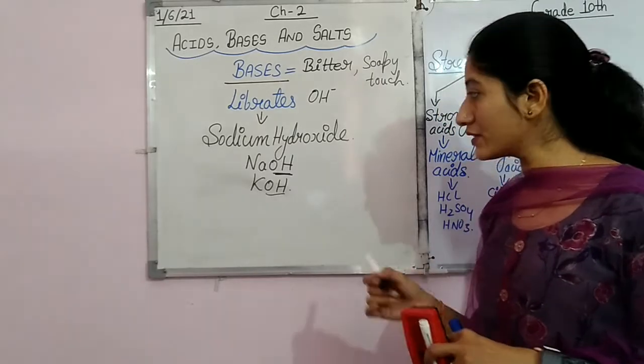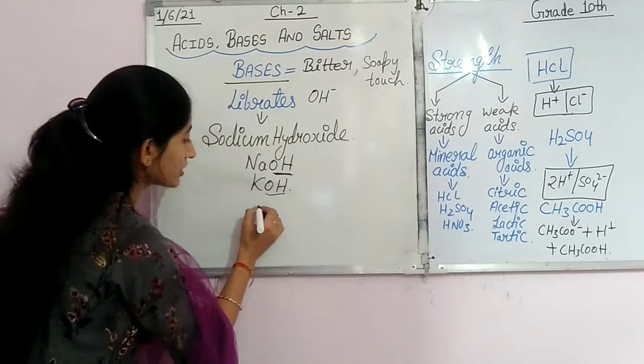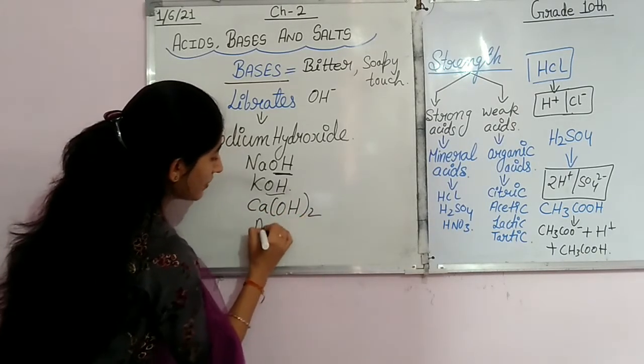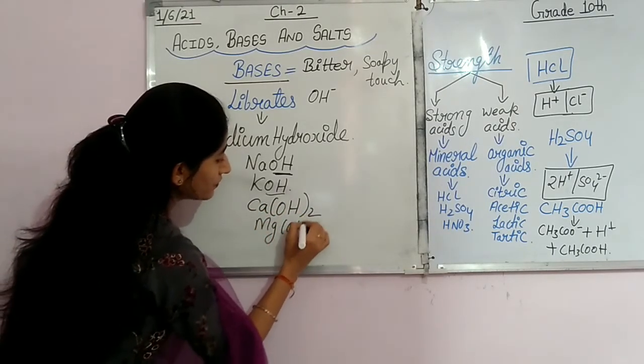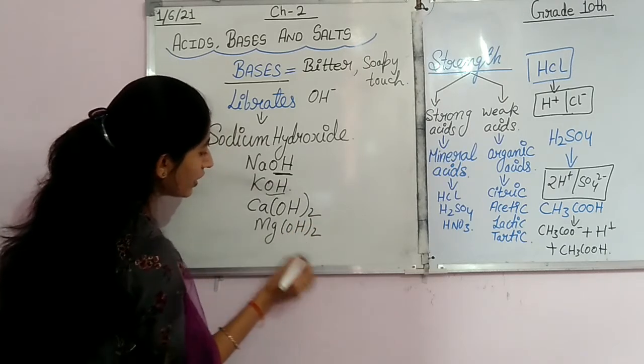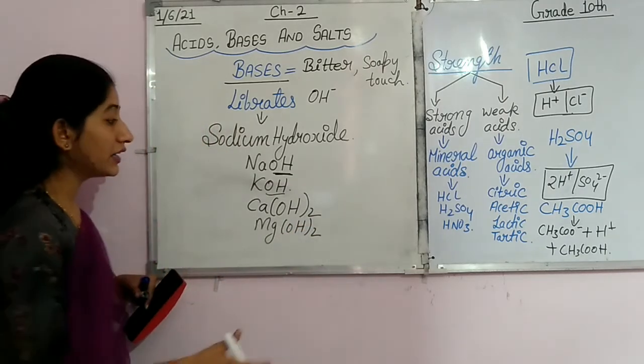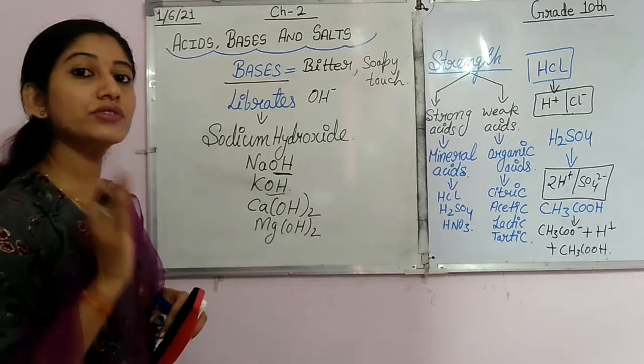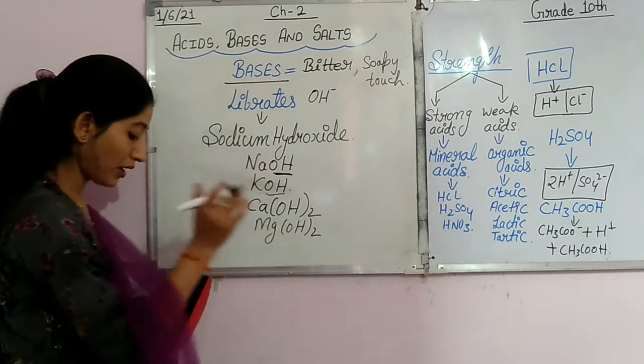Now some other bases we have are calcium hydroxide, Ca(OH)2, Mg(OH)2, and aluminium hydroxide, Al(OH)3. So these all are basic compounds.